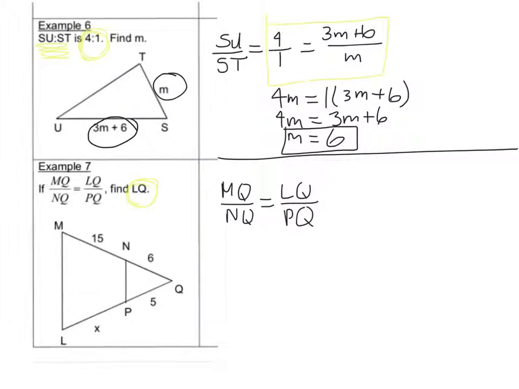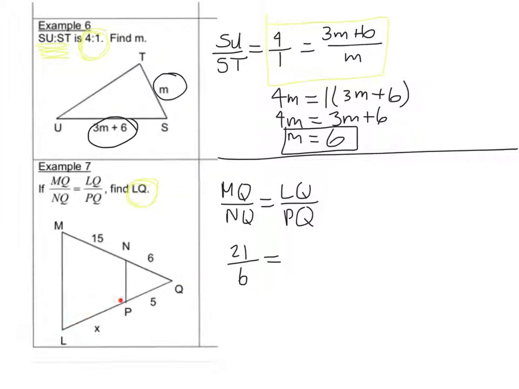Let's substitute some values in here. What is MQ? MQ is not just 15, and it's not just 6. It's this entire length. So 15 and 6, that's 21. All right, how about NQ? NQ is 6. That's this little piece right here. That equals LQ. Okay, that's this entire length.